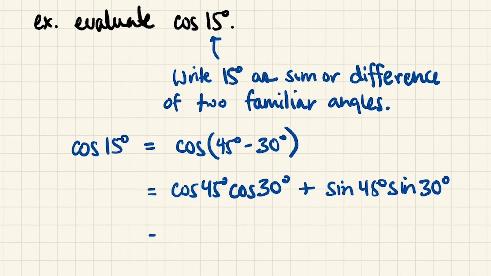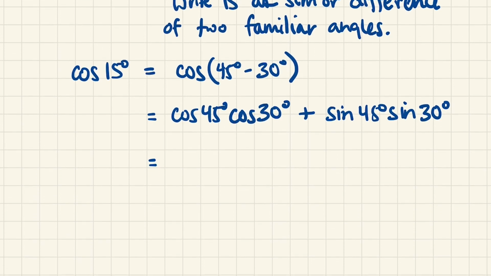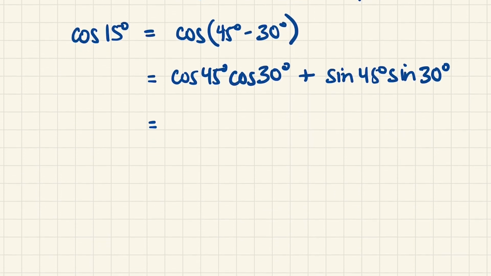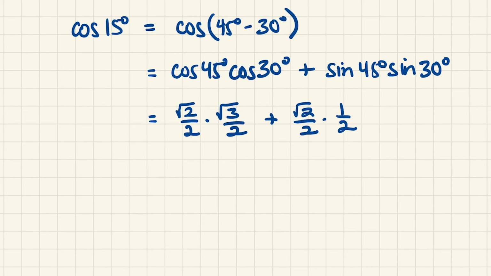Okay, so at this point in the game, you could look them up on a triangle or look them up on the unit circle, whatever you want. I'm not going to write all those steps anymore. I'm going to assume that we can just do this. So cosine of 45 degrees, one way or another, we know that's root 2 over 2. Cosine of 30 degrees, we know that's root 3 over 2. Sine of 45 degrees, root 2 over 2. And sine of 30 degrees, 1/2.